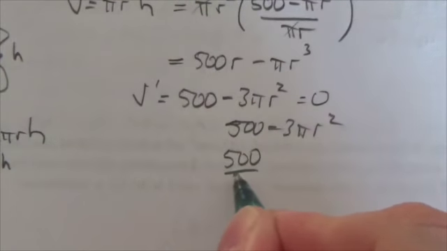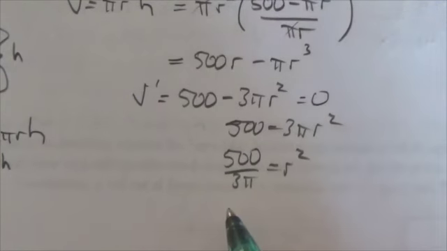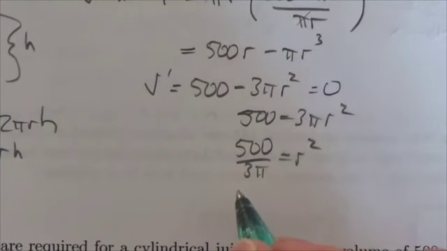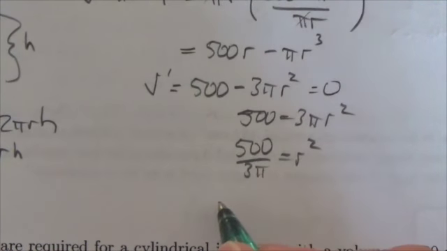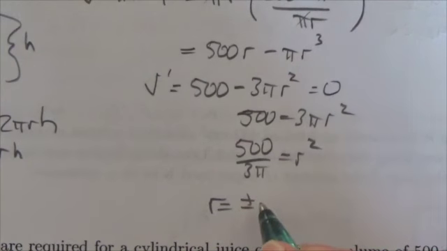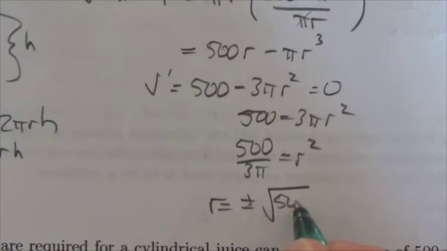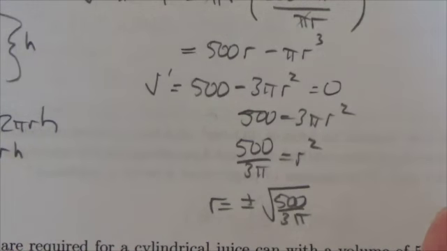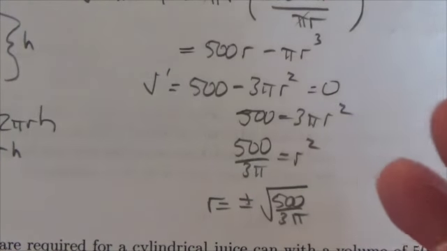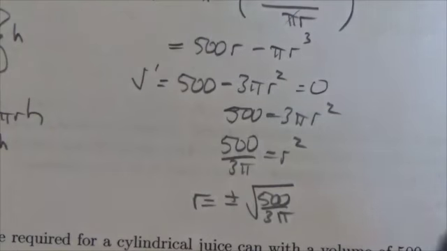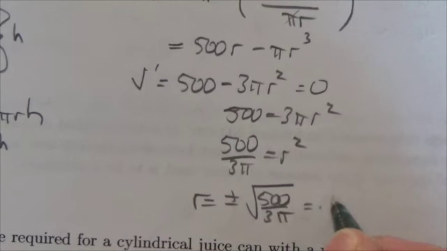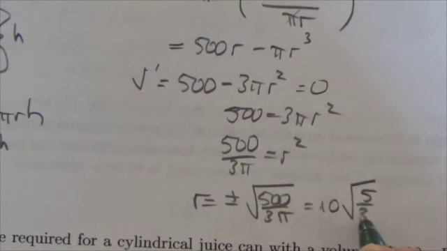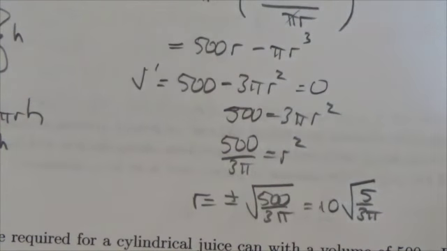So 500 over 3 pi is equal to r squared, so we'll take the square root of that, which is not going to be a particularly pretty number, but r will end up being plus or minus the square root of 500 over 3 pi. Well, we know that this is going to be a positive value here. So positive, and actually I can pull a 10 out of that. So positive 10 square root of 5 over 3 pi. So that's the radius here.